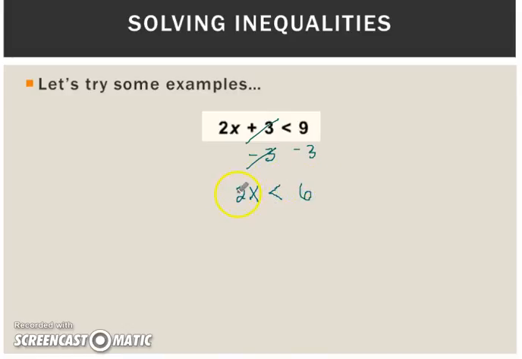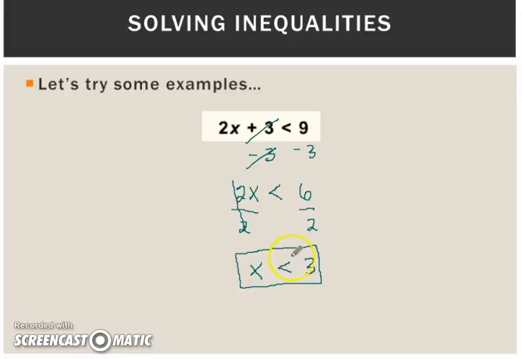Think of this now as 2 times x is less than 6. So instead of multiplying by 2, we would divide by 2. And these two cancel off, and you would be left with x is less than 3. So this would be your answer. x represents any value less than 3.